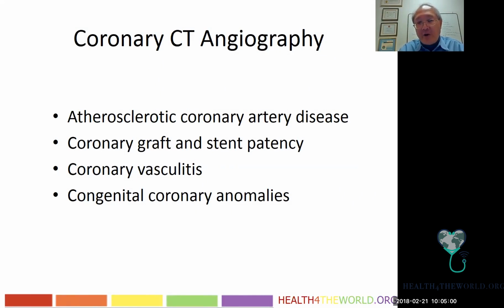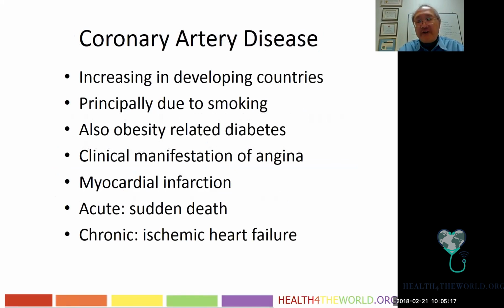There's a fair variety, although rare, of presentations of congenital coronary anomalies. In a limited amount of time, I'm going to present a few examples to you, although you can find references with a lot of other congenital abnormalities as well. Now, coronary artery disease is pretty much a fixture in developed countries such as the United States and Europe, but unfortunately, it's also increasing in developing countries, principally due to smoking. It's also related to obesity and diabetes. These are two major contributing factors to coronary artery disease, or atherosclerotic disease of the body in general.